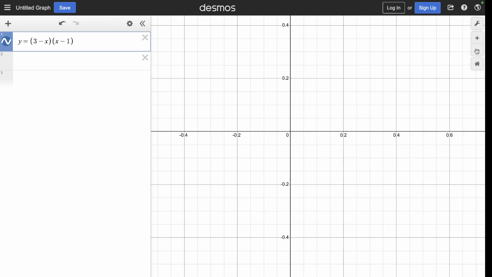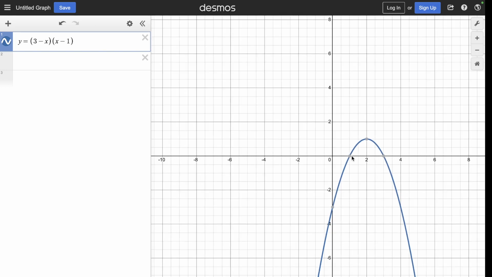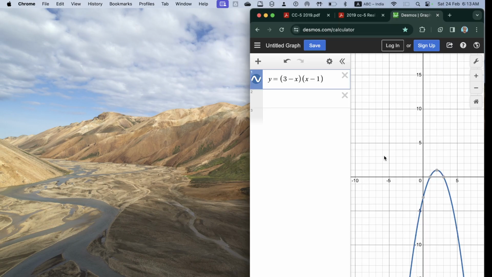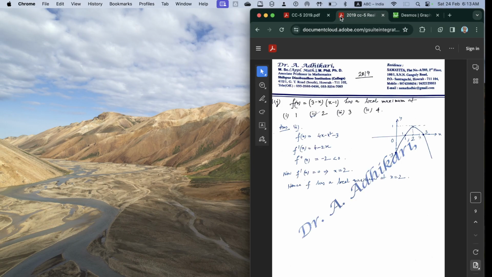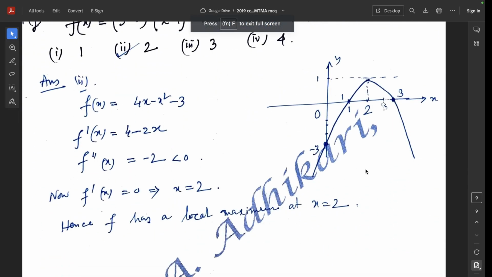Sorry, this is the graph. The vertex point is (2, 1). This is the point (1, 0), and this point is (3, 0). And this is the graph of this parabola. So we get this graph.